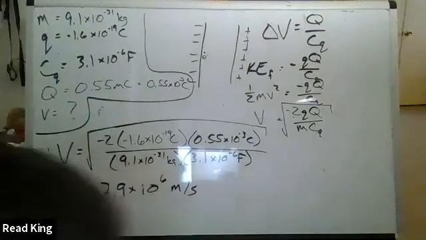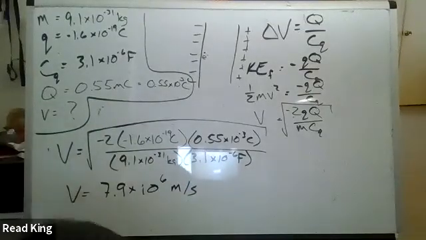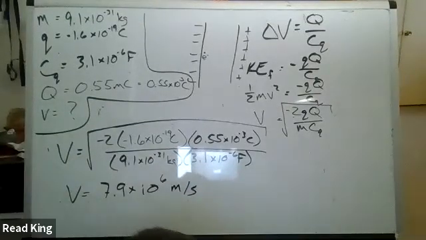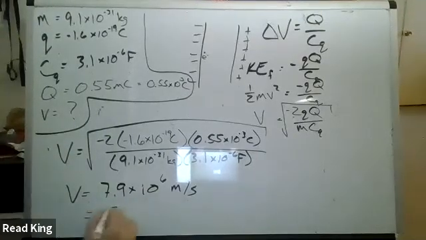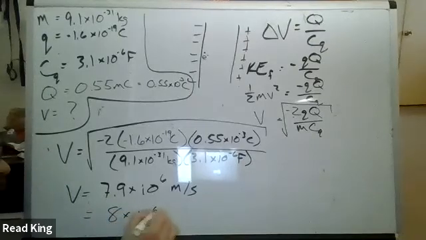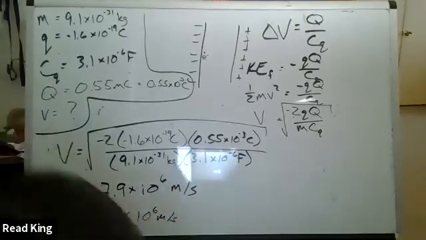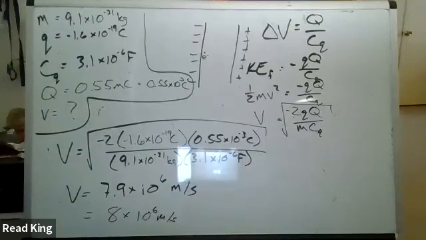Let me flip back over. Which page were we on? All the way to the end. 8 times 10 to the 6 meters per second. So they got 8 times 10 to the 6 meters per second. So I'm going to call that close enough.